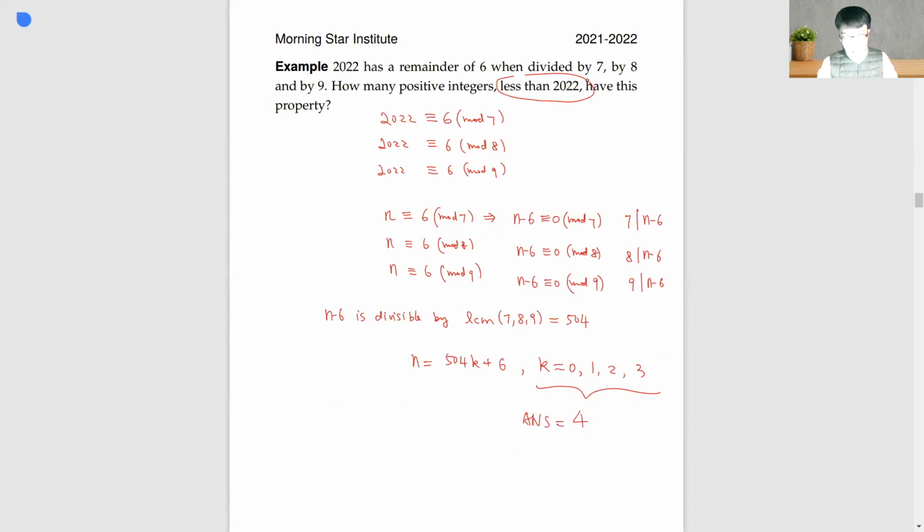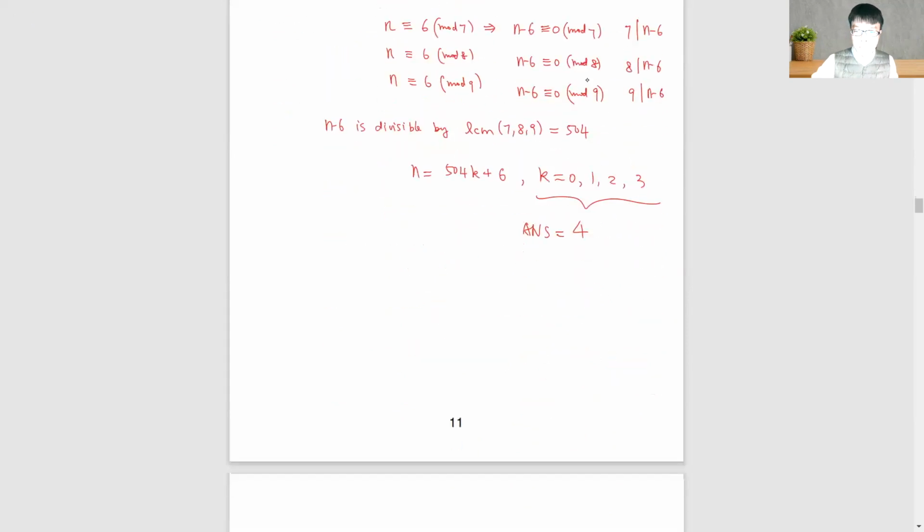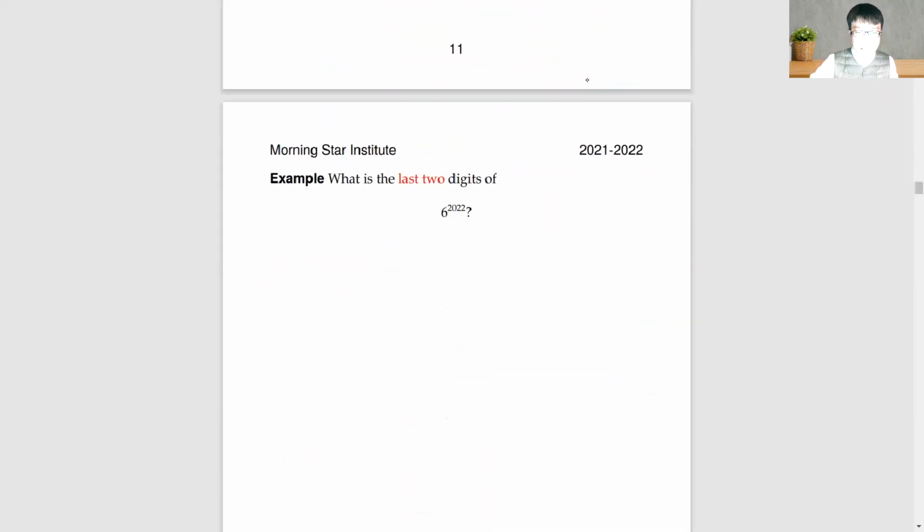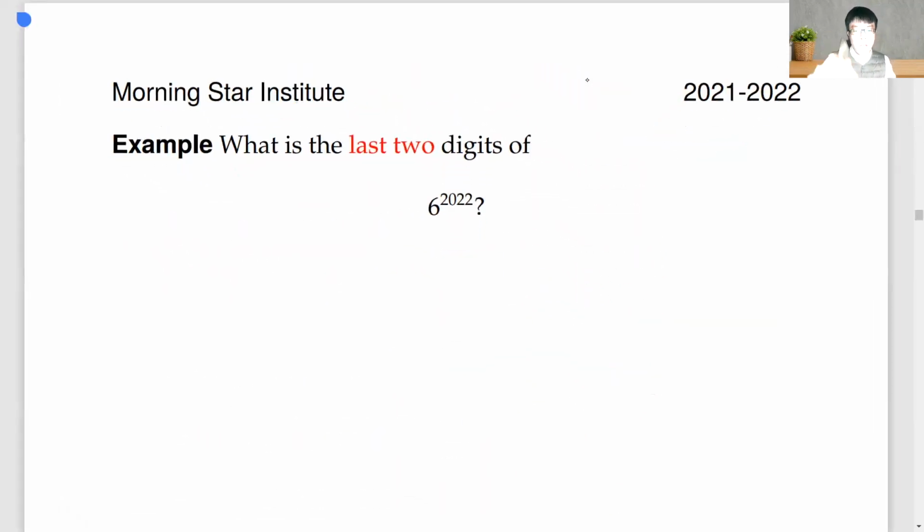Now, another question based on remainder. Here we go. What's the last 2 digits of the following big number? 6 to the power 22, a very big number. If you consider the last digit, that's easy because 6 to any exponent is always 6.